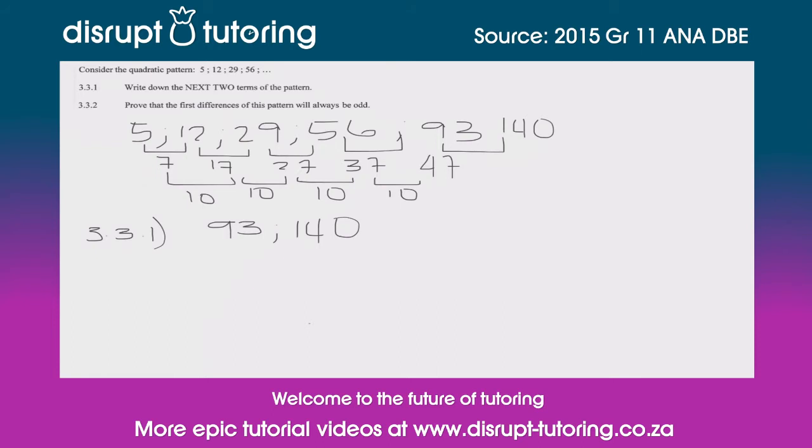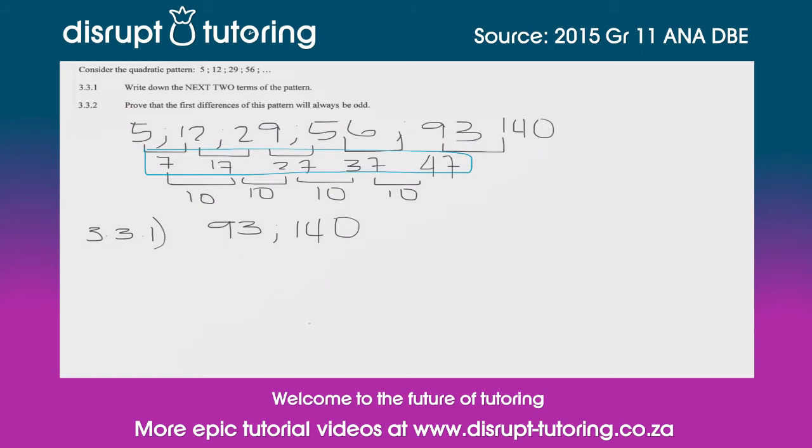Then they've asked us, prove that the first difference of this pattern will always be odd. So they've specifically asked us to look at this first difference pattern and say that it will always be odd. Okay, and prove that it will always be odd. So what I'm going to do is treat that as our pattern, and develop a general term for that pattern.